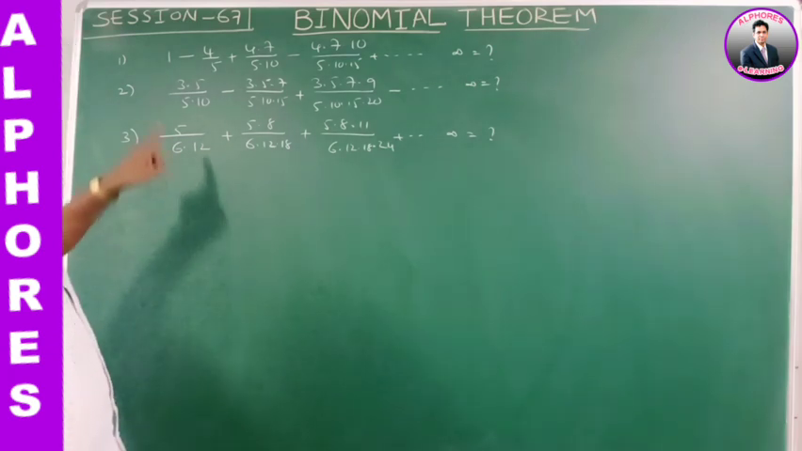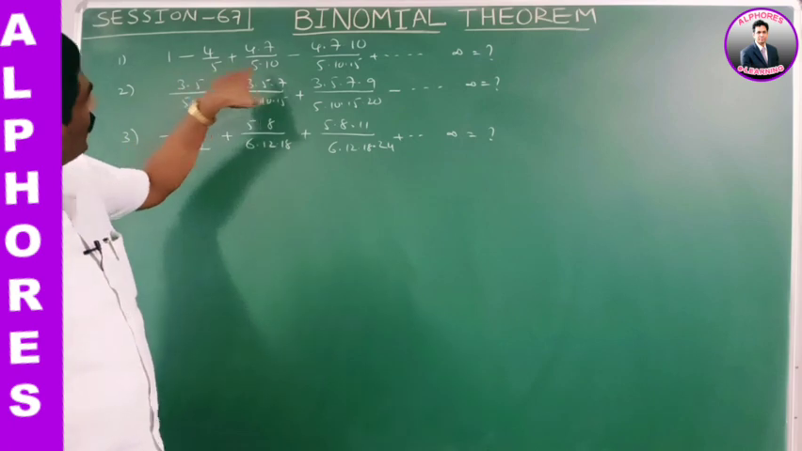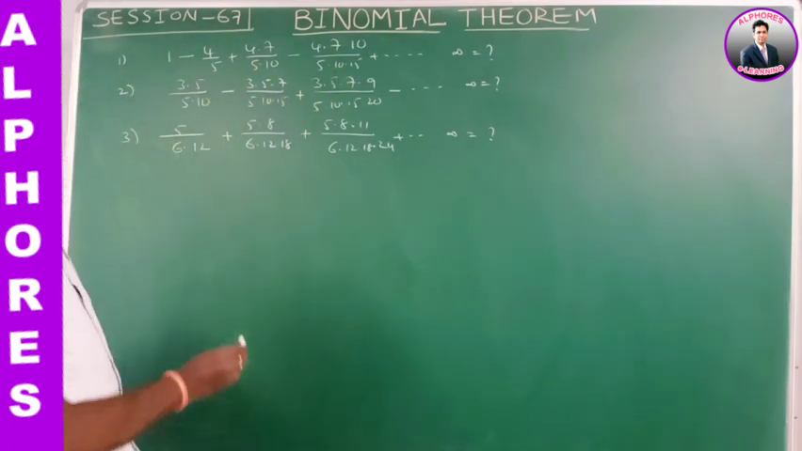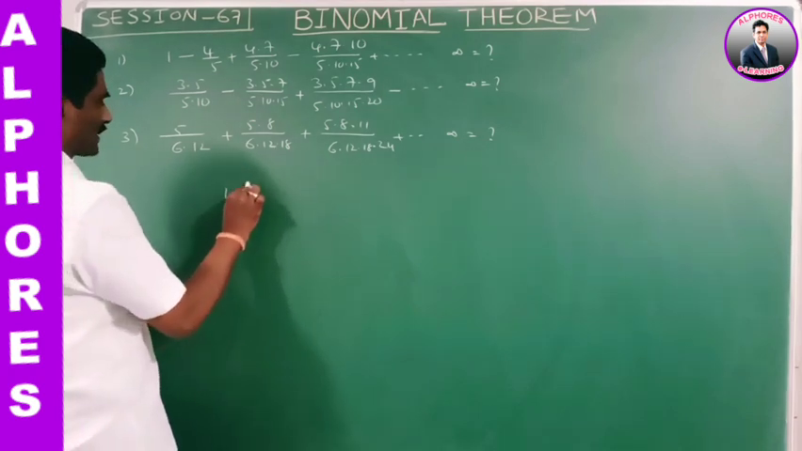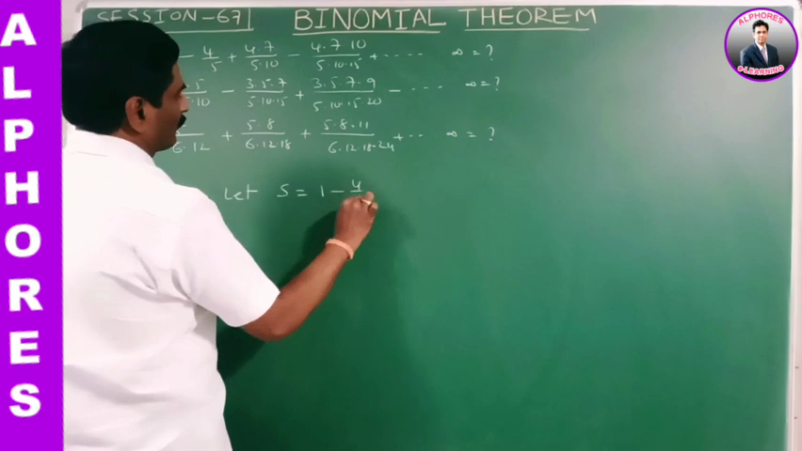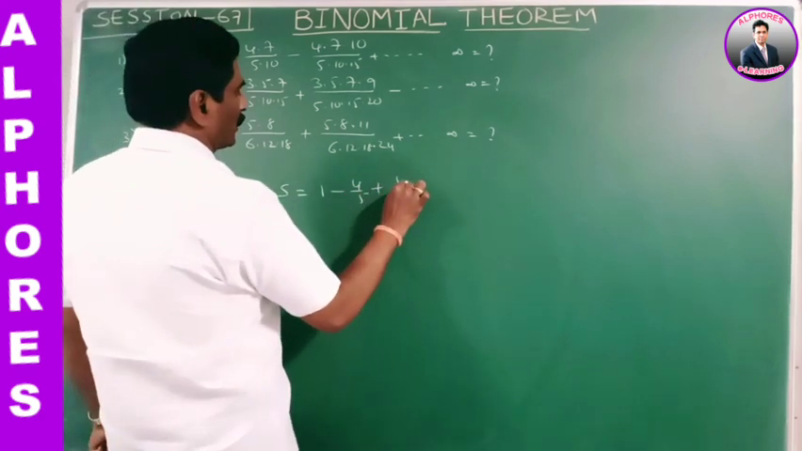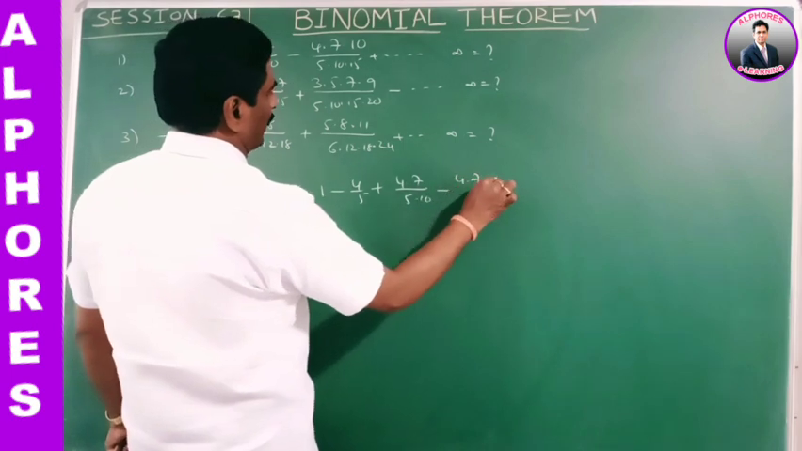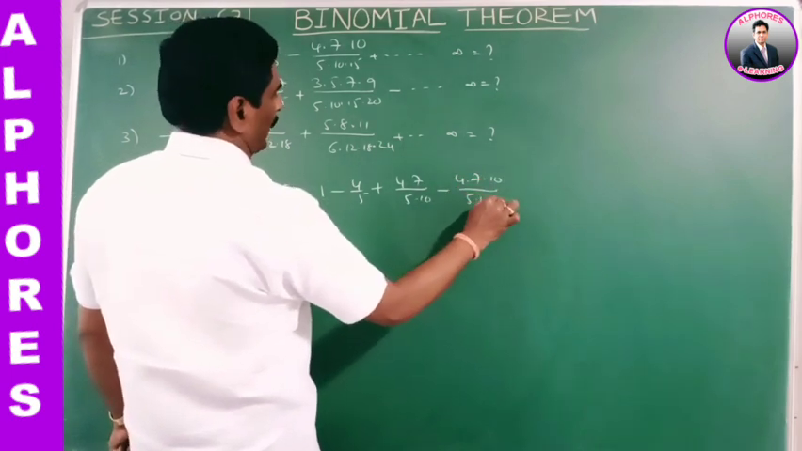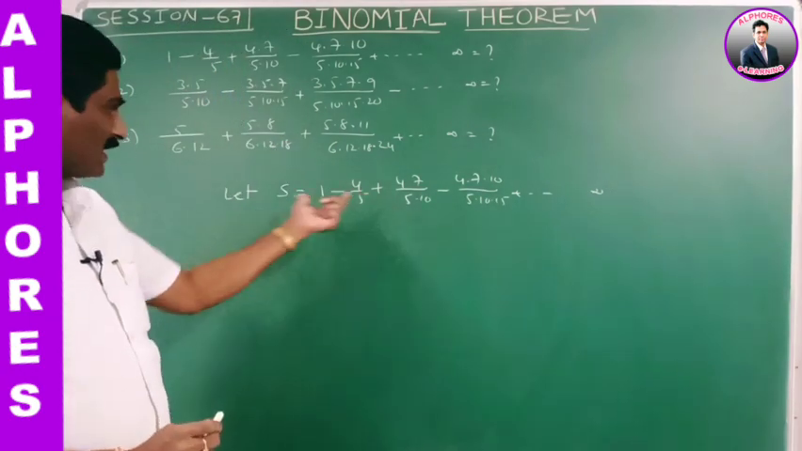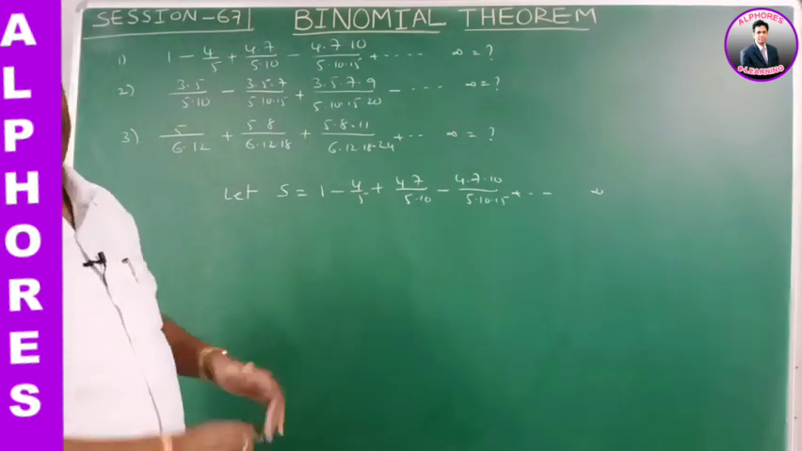Here the sequence contains all the terms. Please observe the values. Let the sequence be, say this value is s. S is equal to 1 minus 4 by 5 plus 4 into 7 by 5 into 10 minus 4 into 7 into 10 by 5 into 10 into 15 plus so on infinite. It is the required sequence. Say this value is s. Now we find the value of s.